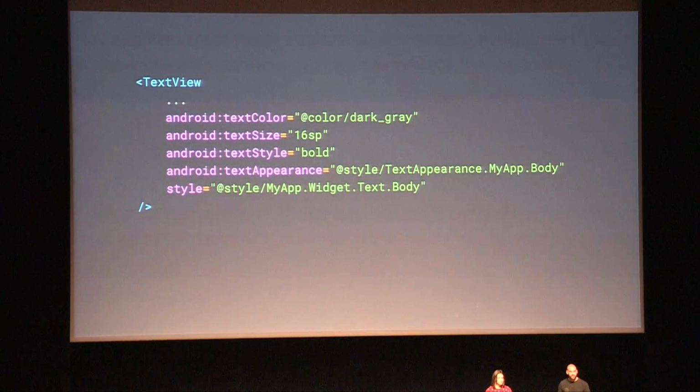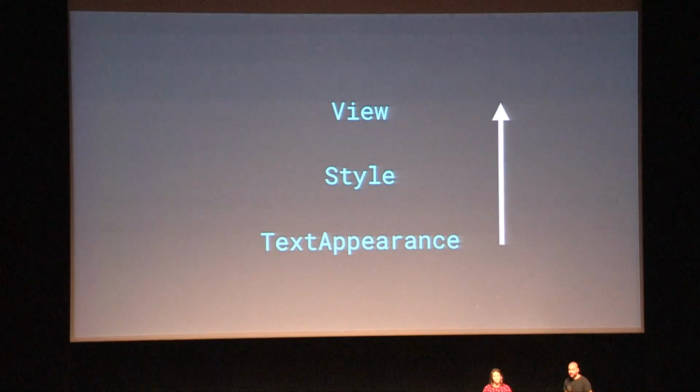Does anyone know? Cyril knows. Okay. Well, there's a precedence order is the answer here. So for TextView, this is the precedence order. Basically, text appearance will be used first, which is overridden by the style, which is overridden by the view.